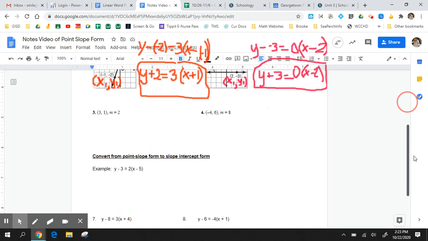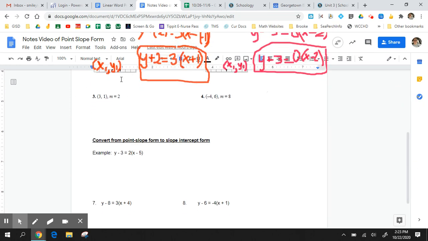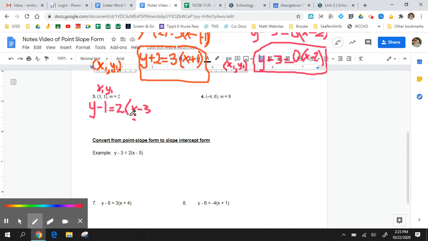So what if they just give us the point and the slope? That might be the easiest thing. I'm still going to label this as my x1 and my y1, and I'm going to plug in y minus 1 equals 2 times x minus 3. Fix that. All right. That's it. Done. So try number 4. Come back and see if you got it right.